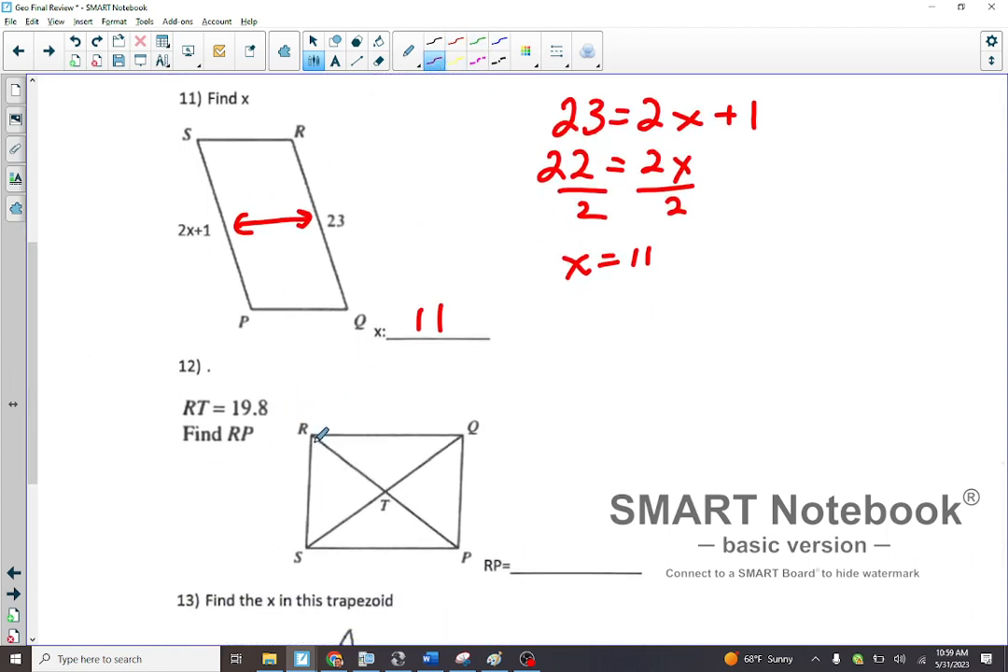In a parallelogram, the diagonals are always bisected, aka cut in half. So if RT is 19.8, this part right here is only 19.8. If I want RP, which is the whole line, it's going to be doubled, because if that part is half, the other one is also 19.8. So I'm going to do 2 times 19.8, which is 39.6.